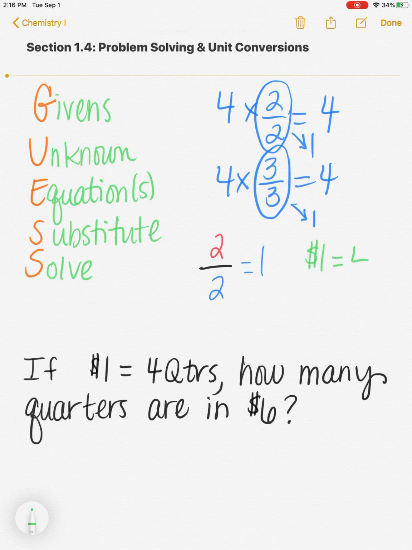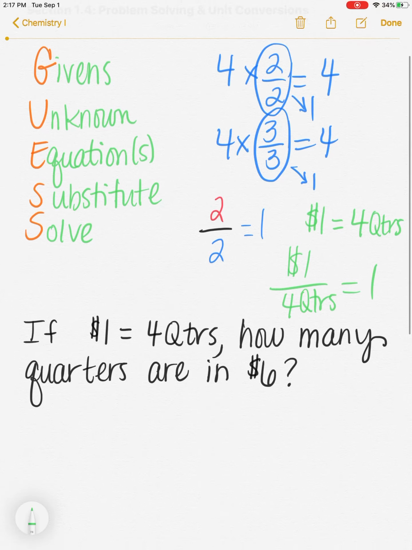If you paid someone $1 and paid another person 4 quarters, that would be the same thing because 4 quarters is $1. So you might not have ever thought about it this way, but you could use the same logic and say $1 over 4 quarters is equal to 1 because those are the same value, just with different units.